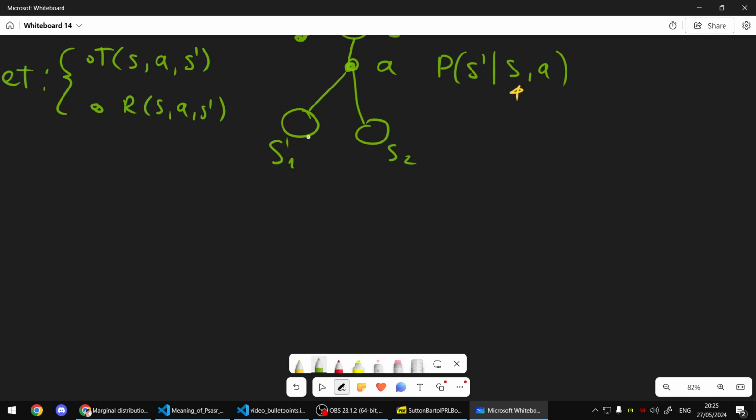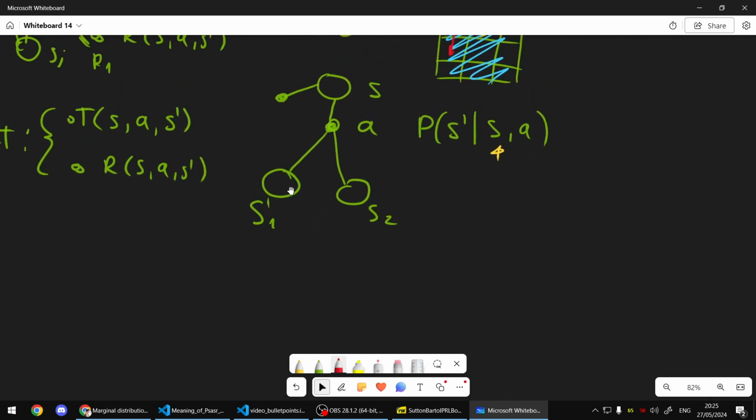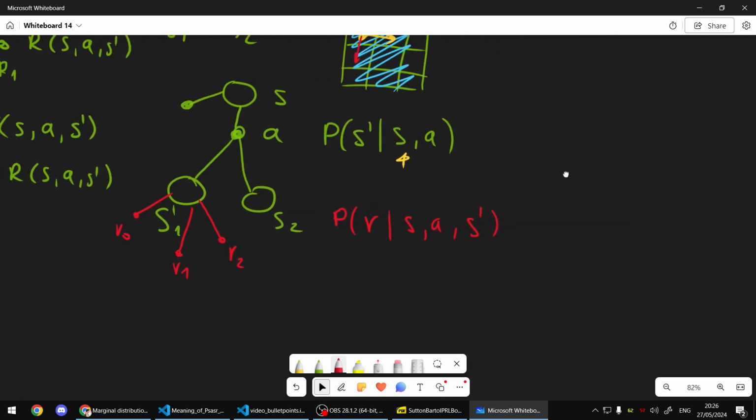So this is the idea behind stochasticity in selection of actions. But we can go deeper. Wait, there's more. Once you get, however you get, to this state, say S prime 1, then we will receive a random reward from a pool of rewards. And the probability that you will receive some reward R, given that you were in state S, took action A, and ended up in state S prime, is some kind of probability distribution.